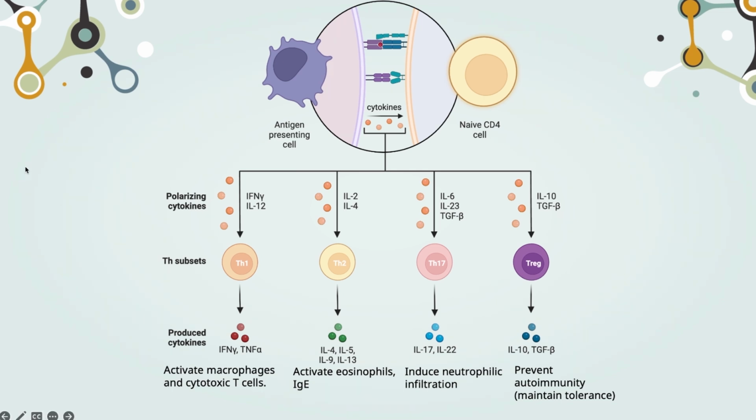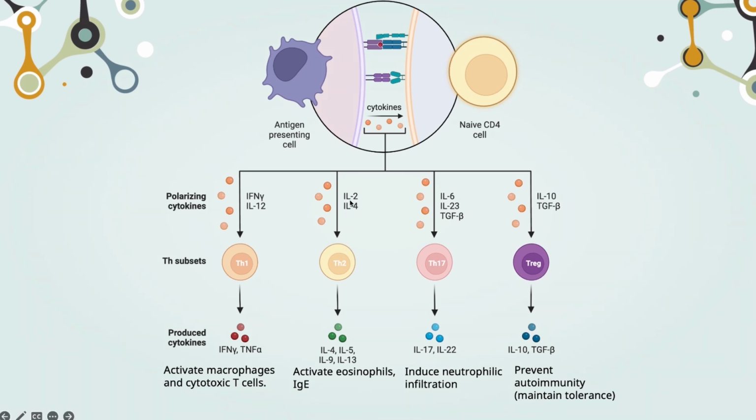All right. So once Th1 cells are activated, they will release interferon gamma and TNF alpha, which will activate macrophages and cytotoxic T cells. And this is really important for granuloma formation. All right. Macrophages play a huge role in producing granulomas.